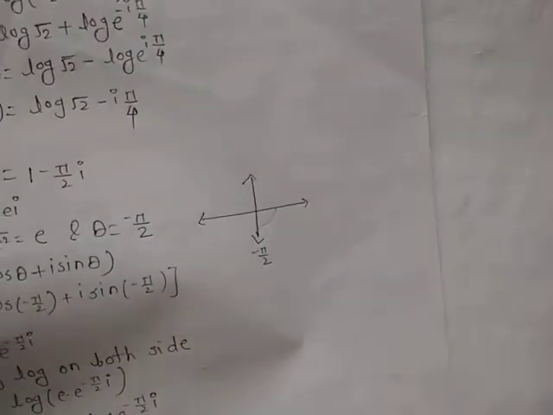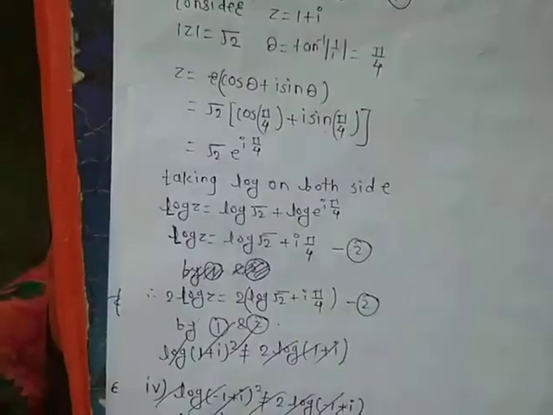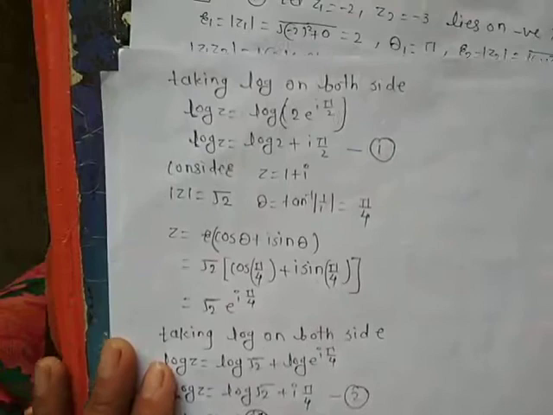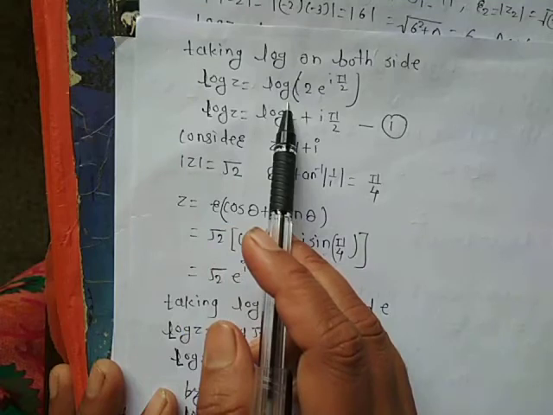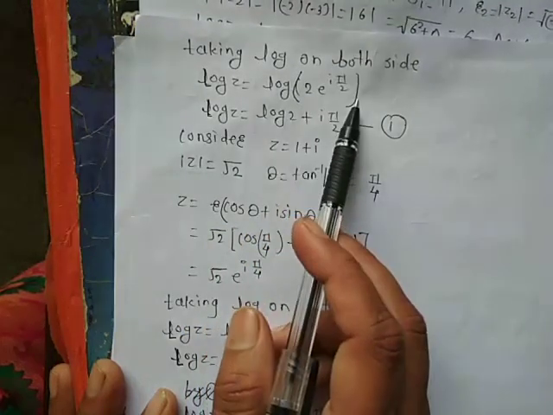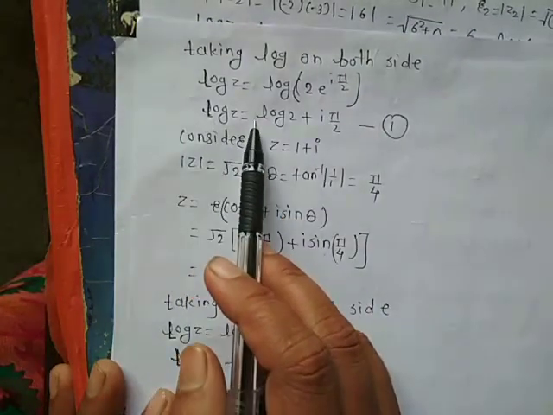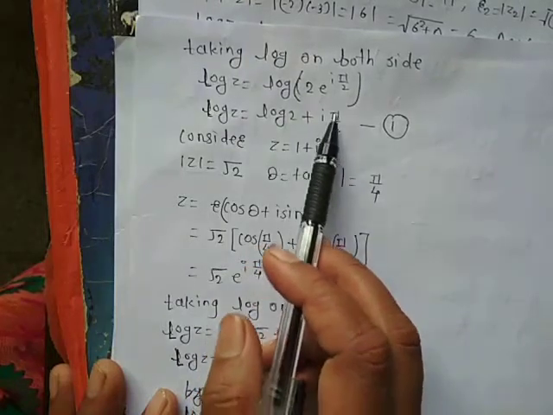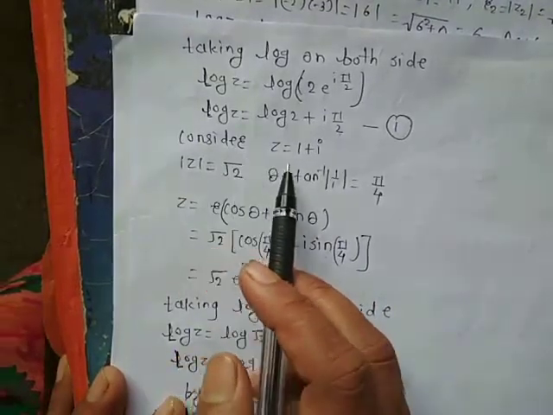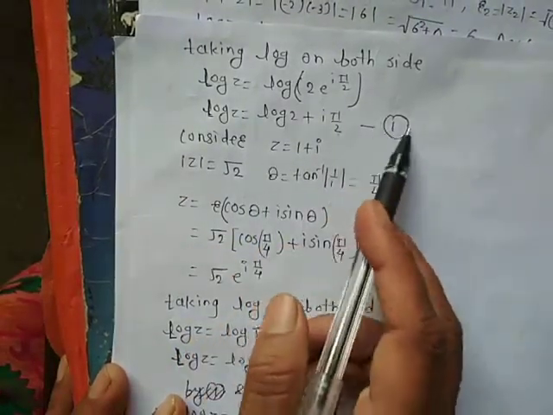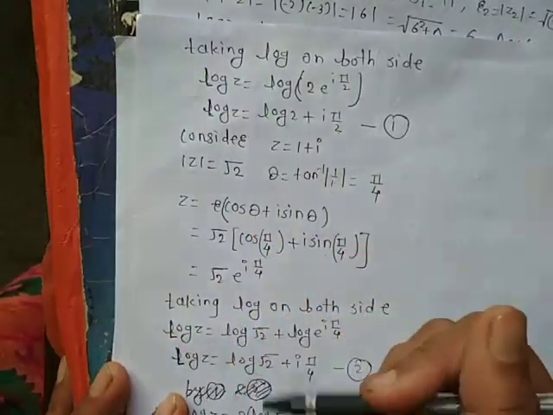In the next step we will take log on both sides. So if you take log on both sides, we will get log z is equal to log of 2 into e raised to i pi by 2. So log z is equal to log 2 plus i into pi by 2. Call this equation 1. This is LHS. Now we will solve RHS.